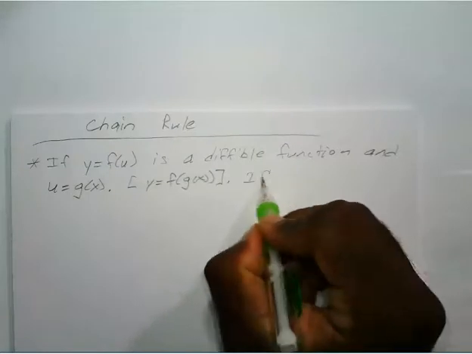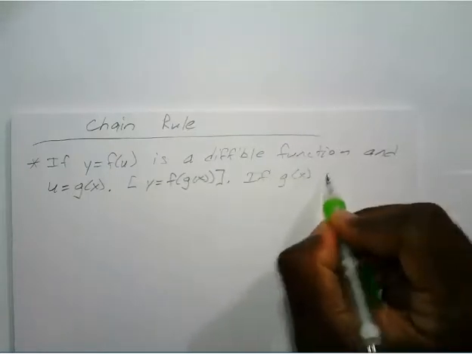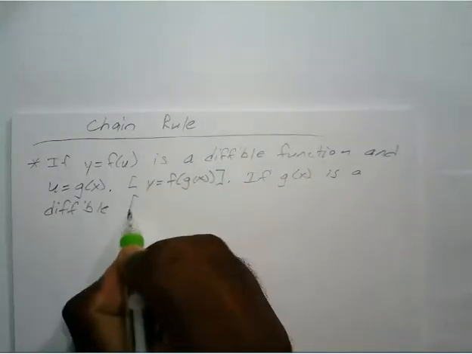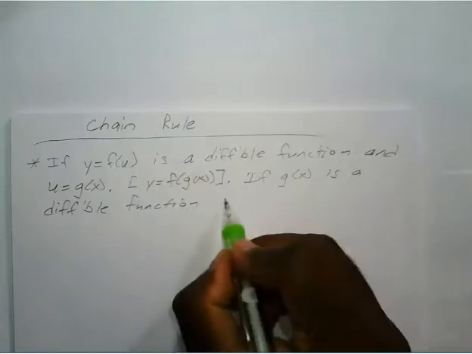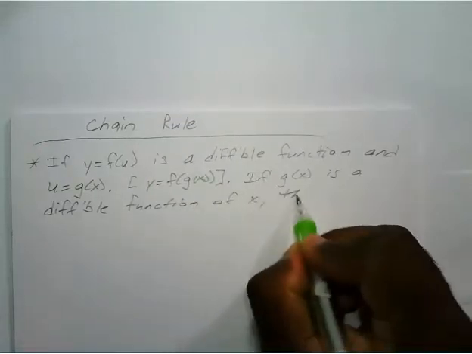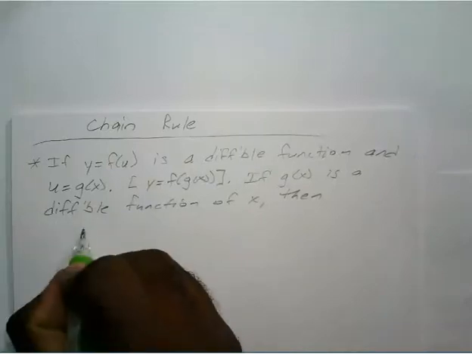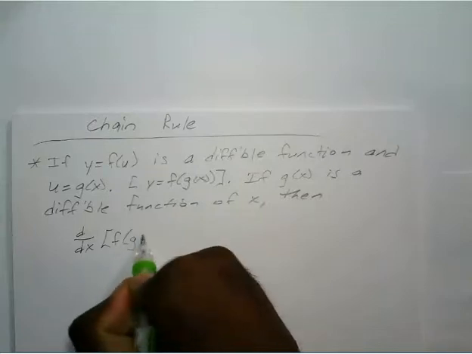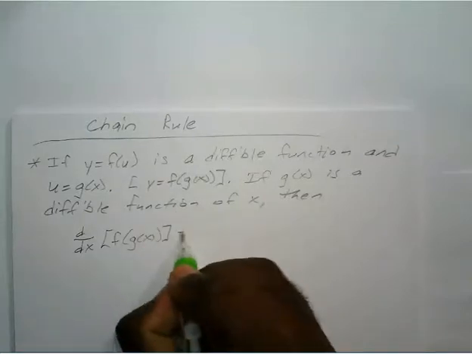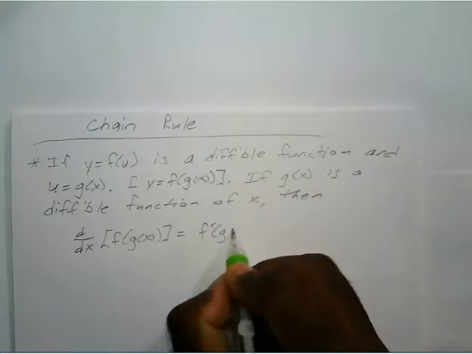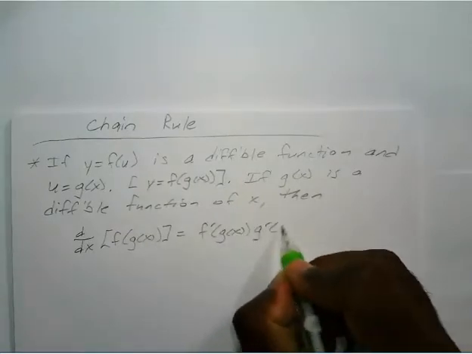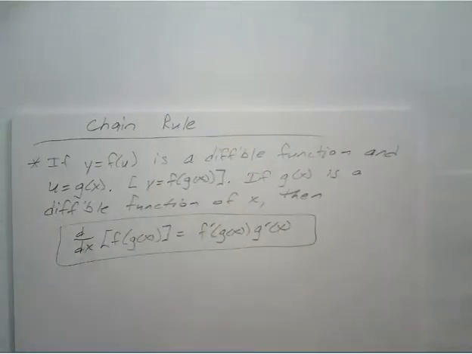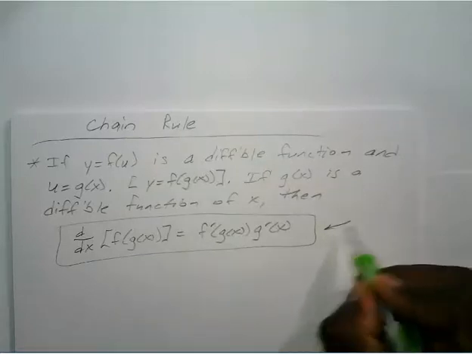Okay, so if we're assuming that g of x is a differentiable function of x, then it's safe to assume that the derivative of f of g of x is equal to f prime of g of x times g prime of x. Okay, and this is what we call the chain rule.